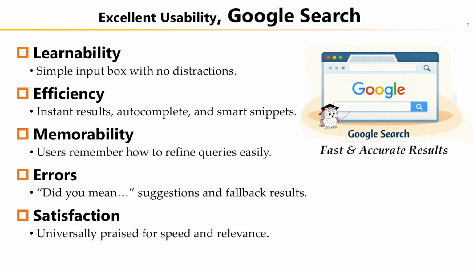Next, let's look at Google Search. Learnability, simple input box with no distractions. Efficiency, instant results, autocomplete, and smart snippets. Memorability, users remember how to refine queries easily. Errors, did you mean, suggestions and fallback results. Satisfaction, universally praised for speed and relevance.